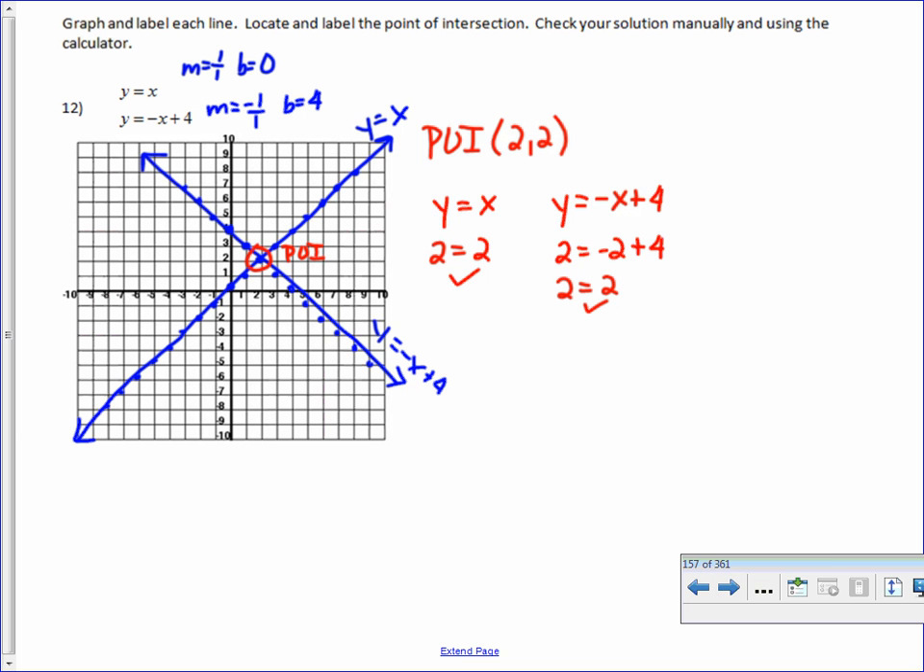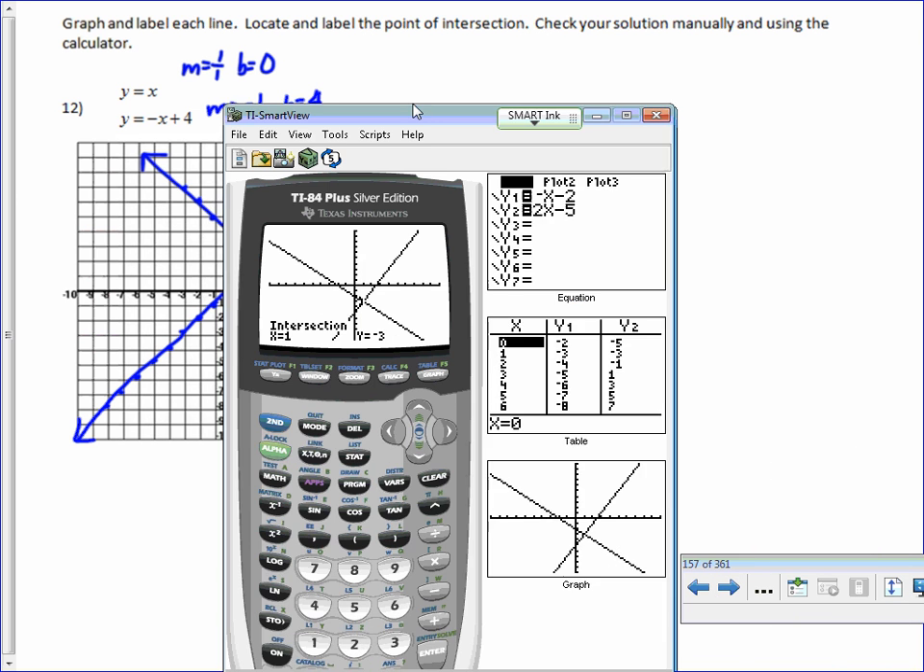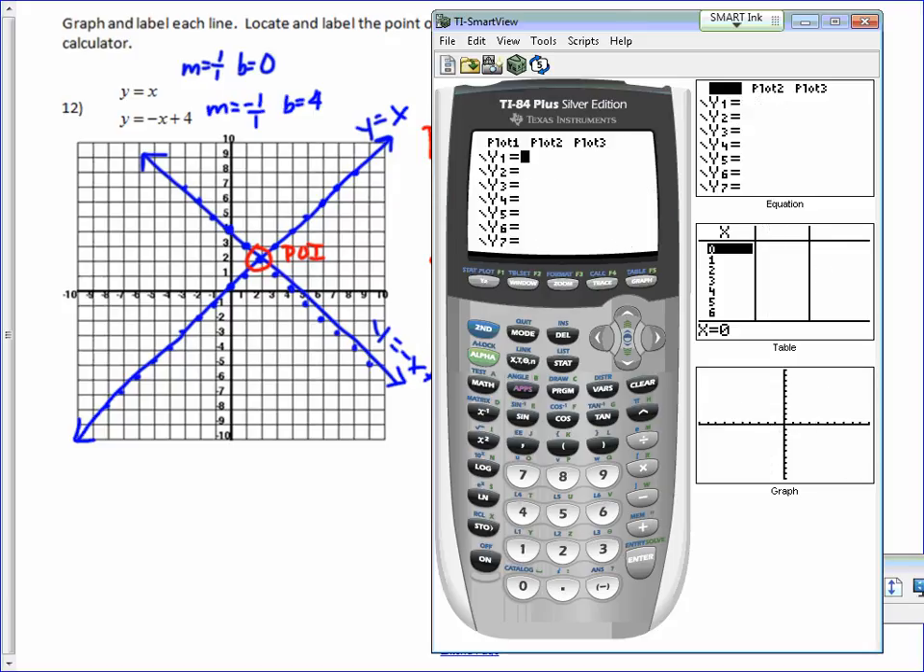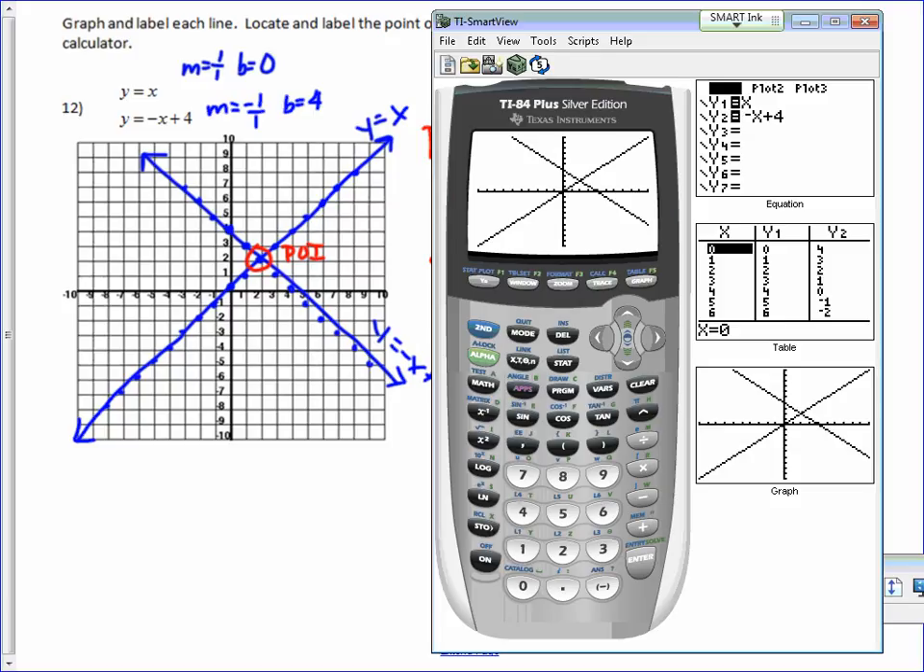Let us now use our graphing calculators, and let us make sure we are fine. Go under y equals and hit the clear button. Clear out what I have in there. Let's type in my first one, y is equal to x. The second one, y is equal to, make sure you use the negative button, negative x plus 4. Let us graph those. And sure enough, I get the graph that looks like I have on my paper.